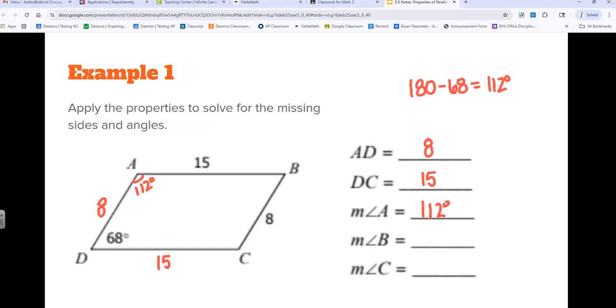That makes the rest of this pretty simple. Caden, what would be the measure of angle B right here? That one's going to be 68, because it's just the same as the angle across from it. And Maze, what do we get for angle C? 112. Okay, everybody okay here? All right.